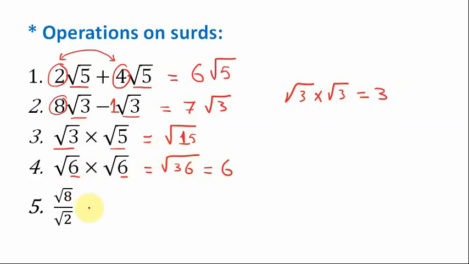Number 5, for division, we have root of 8 divided by root of 2. So just divide the numbers inside the root because we have the same order of root. We have square root. So we have 1 square root. 8 divided by 2 equals 4, and root of 4 equals 2.